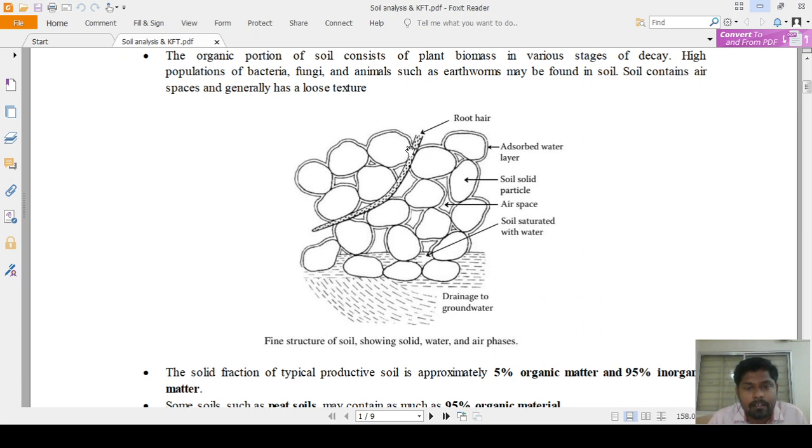That is the root hair, from the plants. Those lines are the adsorbed water layers. Those are the solid particles, the soil solid particles, and that is the air space, and that is the soil saturated with water. So that is the fine structure of soil.